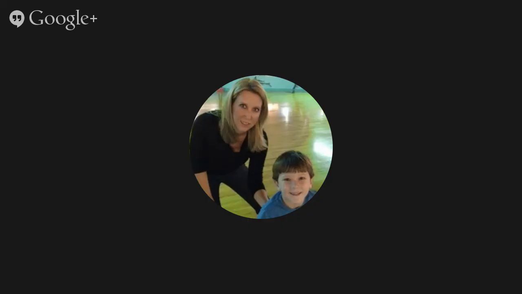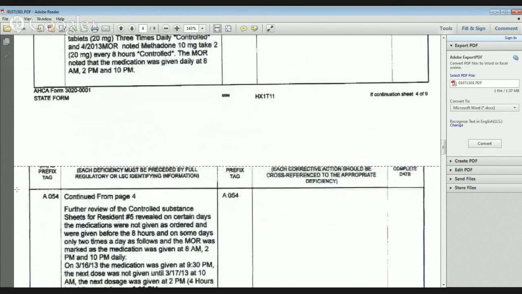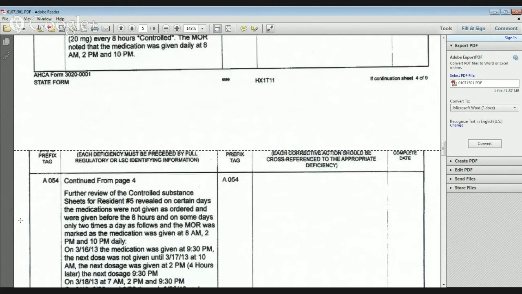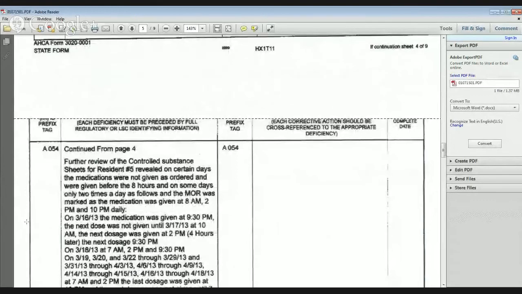So when they choose their sample, they'll go through their resident file and medication file. So it could have just been random. Yeah, because it said that they were given before the 8 hours and on some days only 2 times a day. So yeah, I'm sure there were a couple of clues there that tipped the surveyor off. Right. It could have been part of the complaint too. We're not really sure. But just to give you an idea of how stickler, look at this.